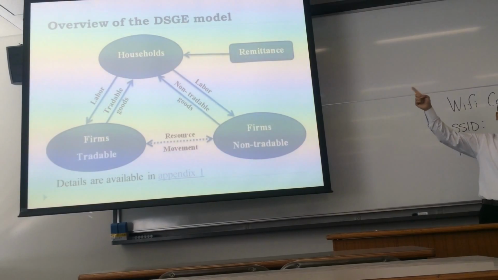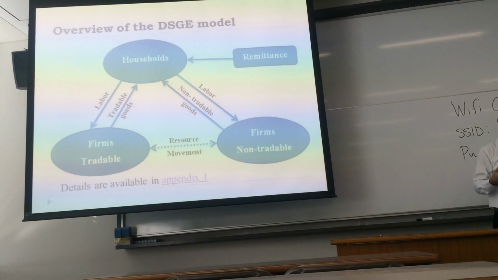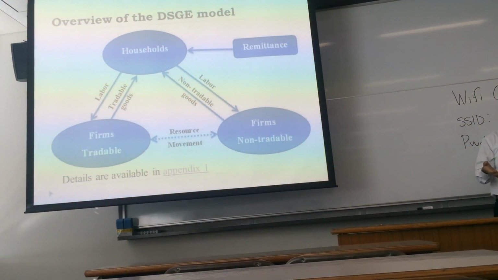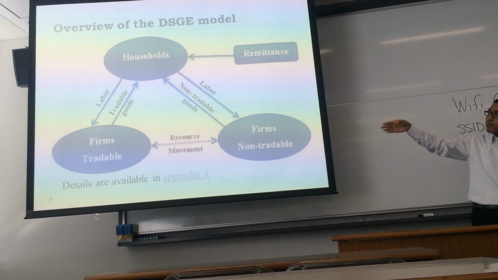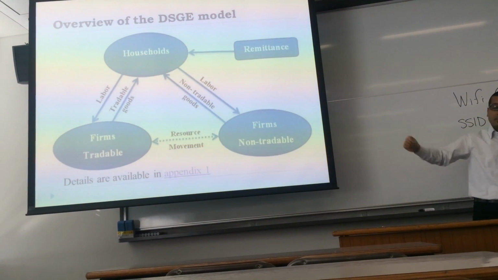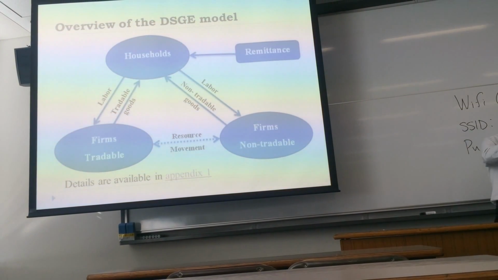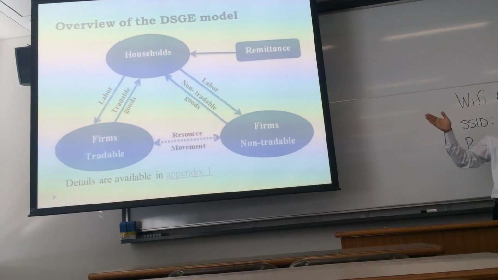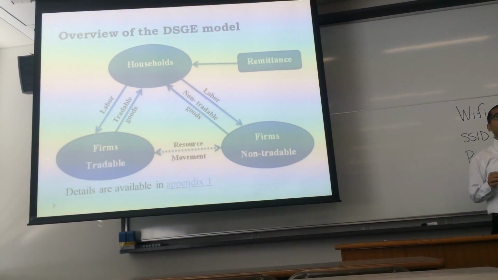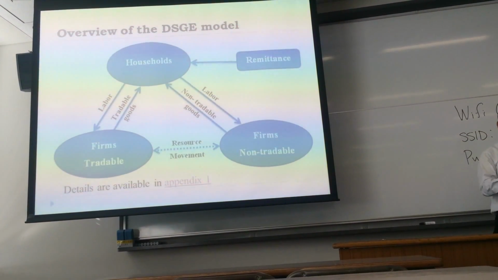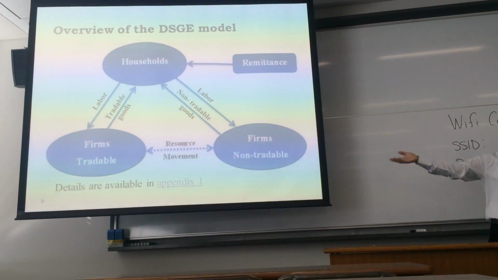So in this model, first remittance is injected into the households. So households will react in some way, like changing the pattern of labor and demanding more goods. And those goods would be supplied by the tradable firms and non-tradable firms. And some kind of resource movement mechanism will happen, as I've already mentioned, that labor will move from the tradable sector to the non-tradable sector. The detail of this model is available in Appendix 1, which I have included here. You can have a look later on. If I have time, I will show you.